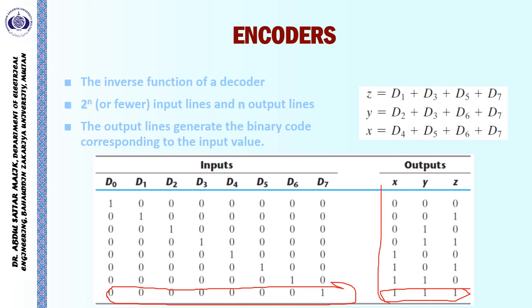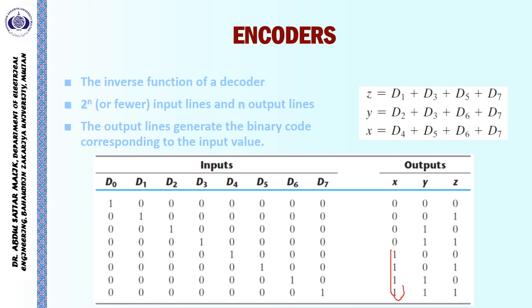So we can see from over here, the output variable X will be 1 for these possible 4 combinations, which is actually X is D4 plus D5 plus D6 plus D7. Similarly, the output variable Y is 1 for these 4 combinations, and similarly Z for these 4. So have it implemented, and that particular circuit will be the 8 to 3 line encoder.